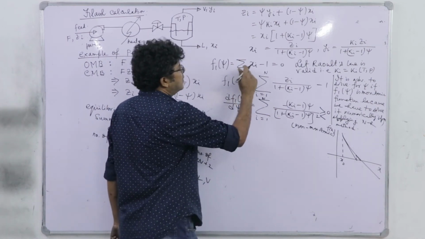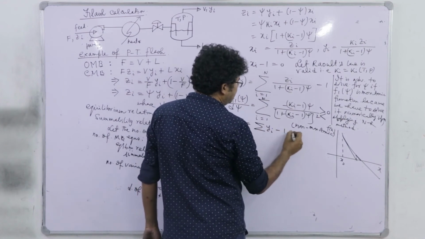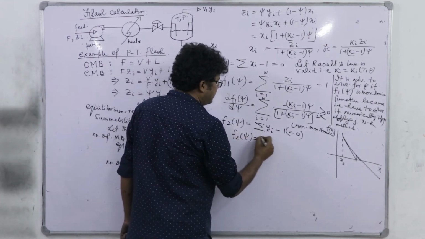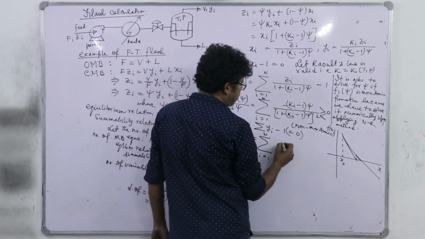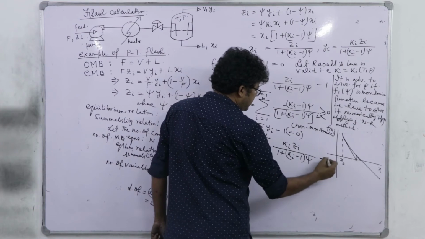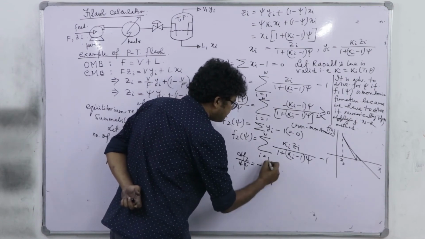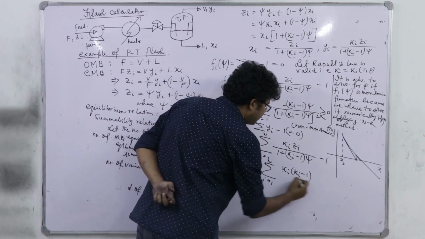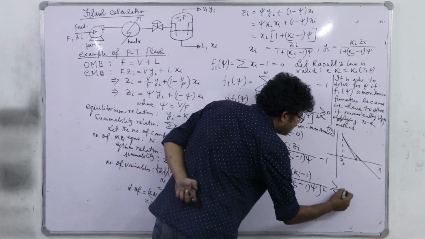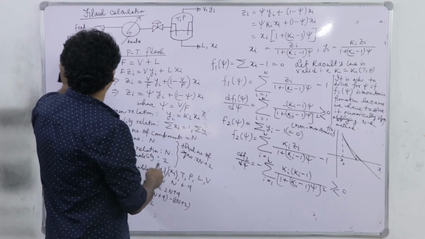So, similar to summation of xi minus 1 equal to 0, we can use f2 xi, which is summation of yi minus 1 equal to 0 at the solution. There f2 xi becomes summation from 1 to n of ki zi divided by 1 plus ki minus 1 into xi, minus 1. Again, if you check the derivative, ki into ki minus 1, and this may be greater or less than 0. So, monotonicity of this trial function is not ensured if I directly use the summability relation.